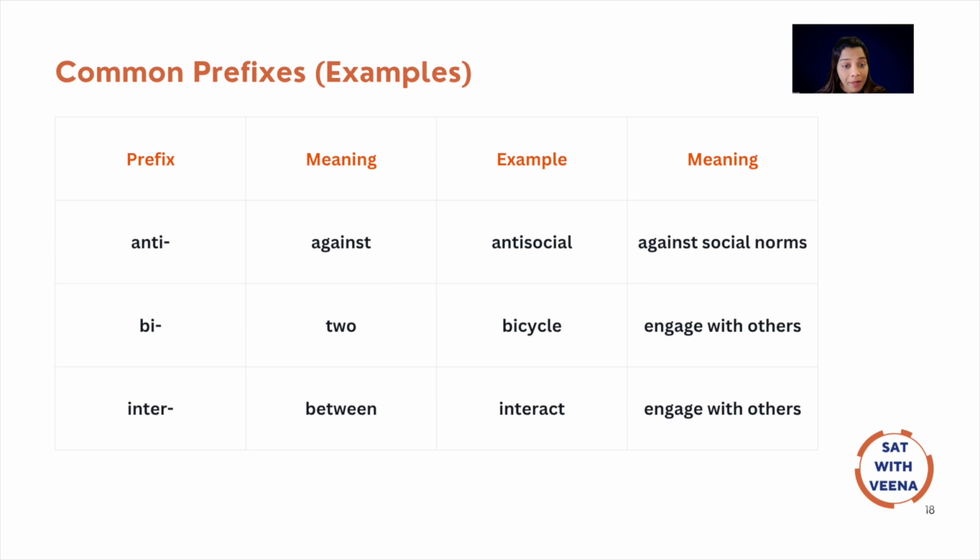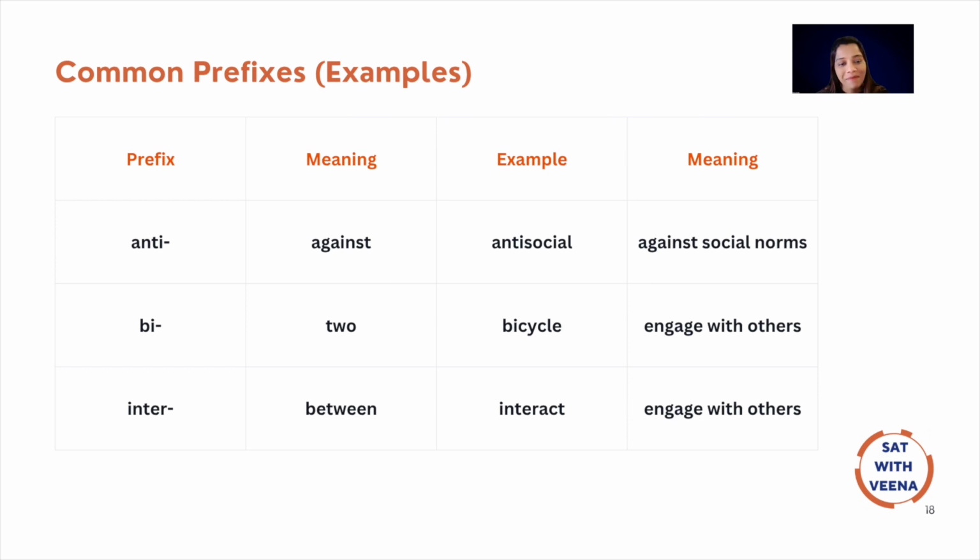Next prefix, bi, meaning two. The slide shows bicycle, two wheels. More examples include bilingual, speaking two languages, bimonthly, occurring twice a month, and bisect, to cut into two equal parts. So whenever you see bi, think two or double.